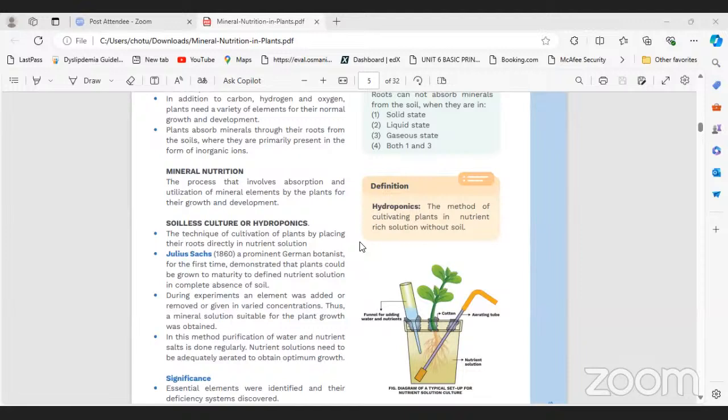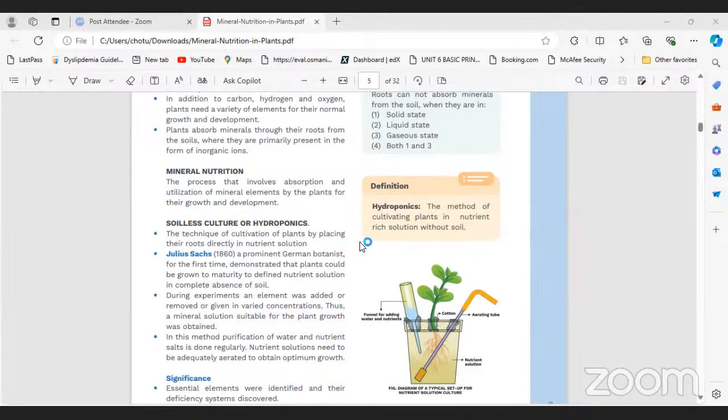Both the constituents are responsible for osmotic pressure of the cell. The cell sap contains minerals, salts, and organic compounds. Second one, influence on pH. The mineral elements absorbed from the soil affect the H plus ion concentration of the cell sap depending on the nature of the element.